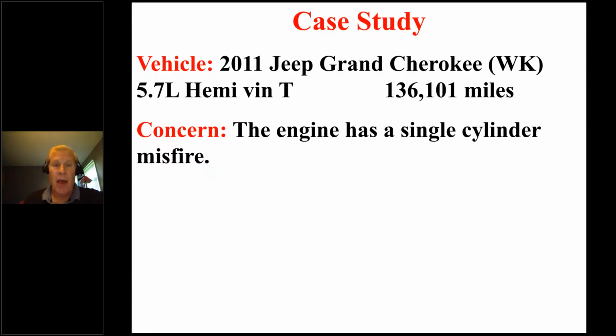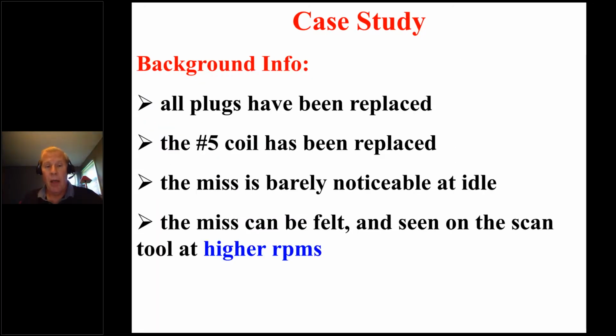So I have a 2011 Cherokee with a 5.7 Hemi. The engine has a single cylinder misfire. The most critical information is that this engine barely misses at idle. And if it wasn't for the check engine lamp, there probably would be no concern. So there is a miss, and that miss can be felt, and that miss can be seen at higher RPMs.